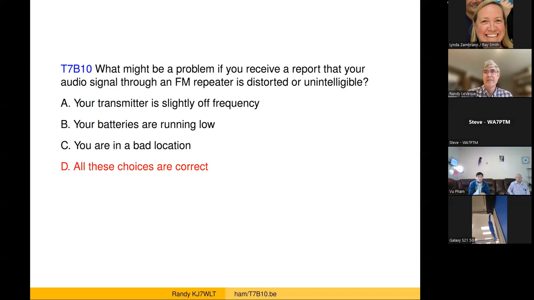If you've got it set to the wrong frequency, or there's something wrong with your radio and it's transmitting at slightly the wrong frequency, then it's not going to be picked up very well. If your batteries start getting low, then it may not be transmitting at full power. Or if you're in a bad location, sometimes just moving a few feet one way or another on the UHF and VHF frequencies that repeaters use can make a big difference.